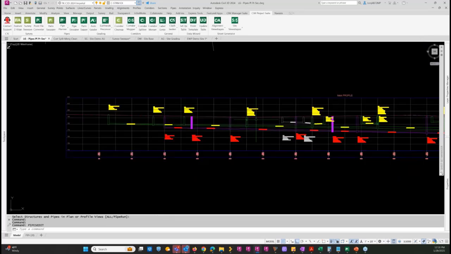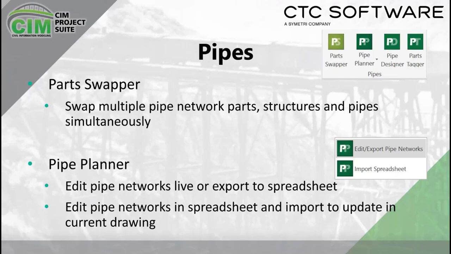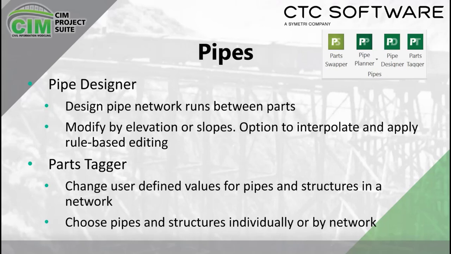Okay, so let's go back to that. That's Pipe Planner. As we go along here, the next one, working left to right, is our Pipe Designer. What this will do is design network runs between parts. We can do the entire network, or just certain selections of our network. We can do some modifications by elevation, slopes, and we can interpolate. We can apply rules-based editing too, which will let us know if we've violated anything. And the last one there is Parts Tagger, which we can use to change any user-defined pipes and structures within the network. We can choose them individually or by network.